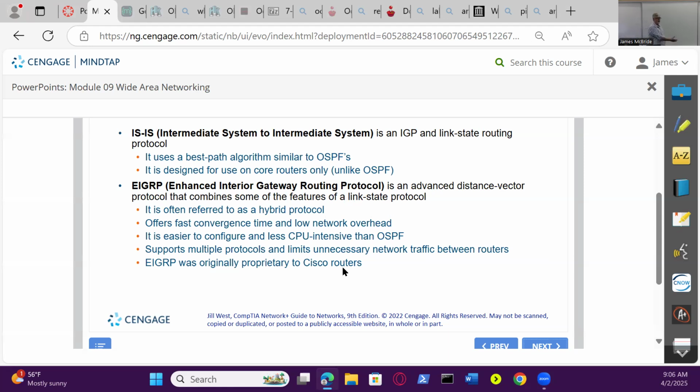So the routing protocols were not good enough. Cisco made their own, but why would you share that with the world? That's one of the things that makes you different. So originally it was only for Cisco.